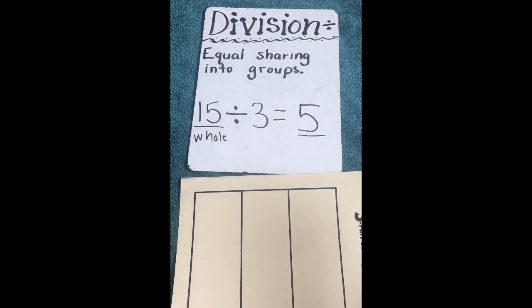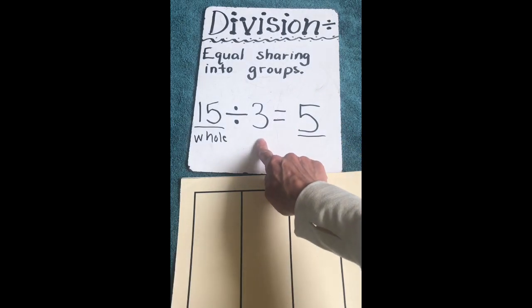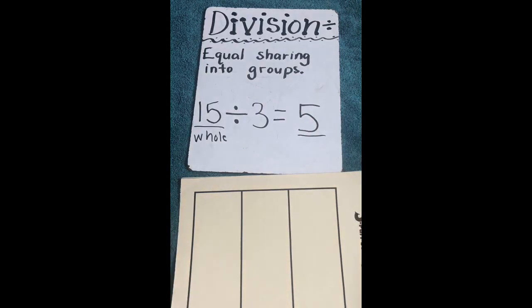So remember, division is just equal sharing into groups. Your groups are going to be equal, and then you're going to figure out how many you get in each group.